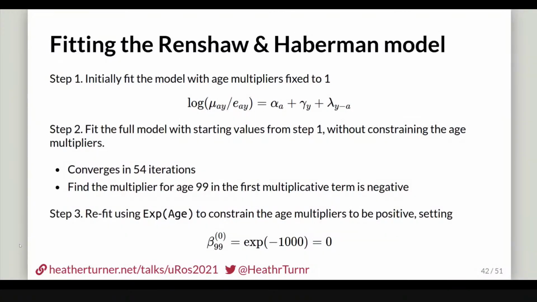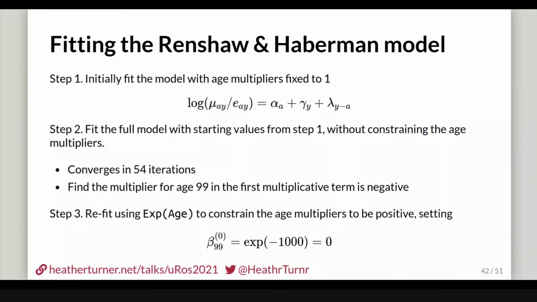So we can do it by, first of all, fitting a GLM where we fix all the age multipliers to 1, and then fit the full model that we're interested in using the starting values from this first step. And here we do that without constraining the age multipliers first of all. So if you remember, before we were using exp for age to constrain them to be non-negative. And this model converges in a reasonable number of iterations, 54 iterations.